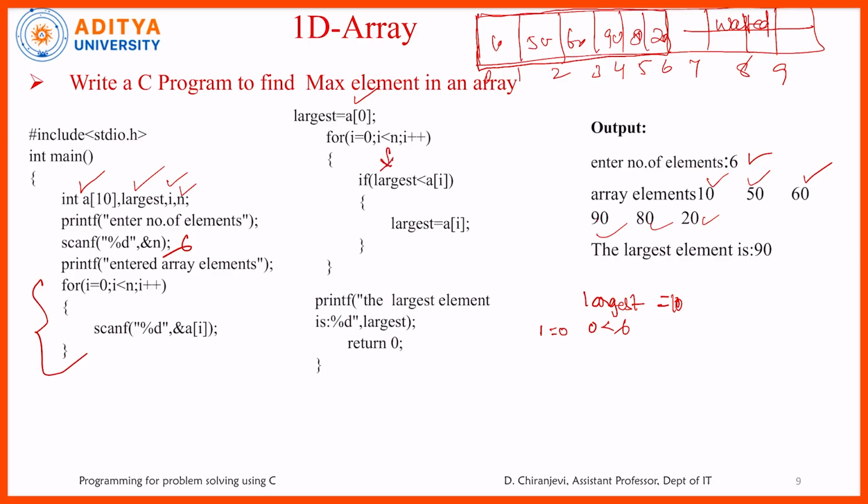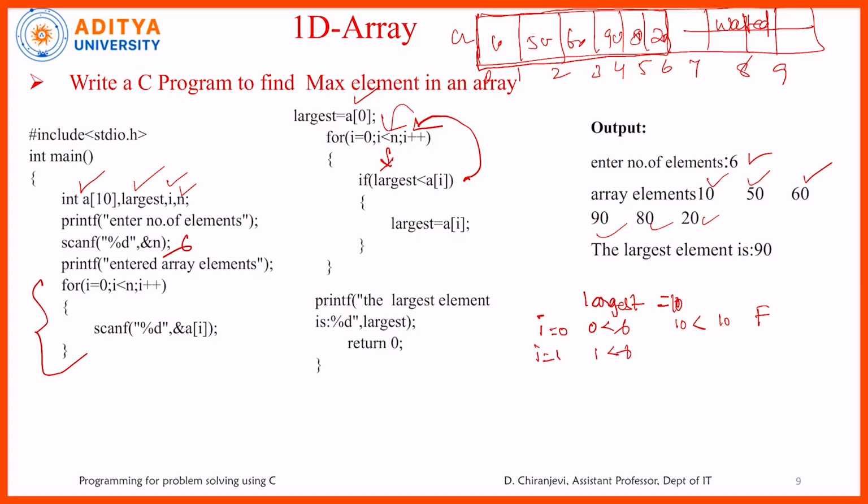Now you are checking if largest value, 10, is less than a of I. A of I means a of 0 because I value is 0. So a of 0 value, how much? A of 0 is 10. So 10 less than 10, this is false. If this is false, from the if itself you go back and update the iterator. So I value now 1, less than 6, you will check the condition.